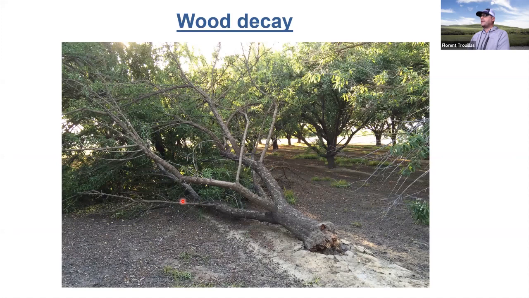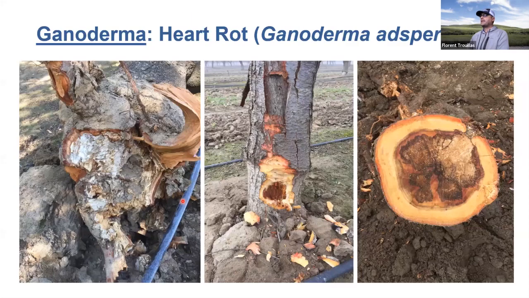When we have windy events, windy times like these days, you may suddenly find a lot of trees falling in the orchards. A lot of times, this problem may be due to secondary infection following crown gall by things like Ganoderma. You may have heard the name. These are wood decay or heart rot.